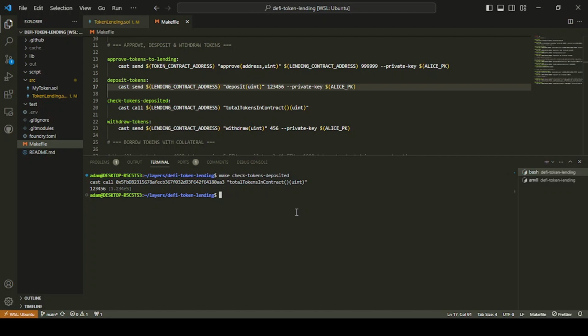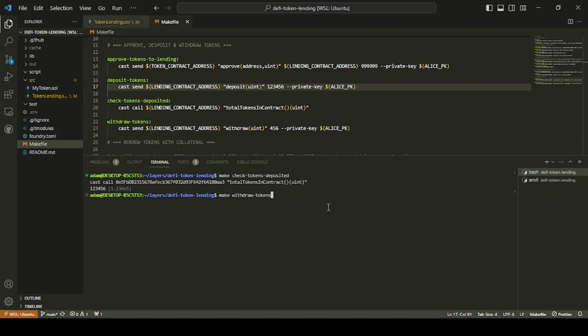So that was check tokens deposited. We're going to withdraw some tokens. So I'm going to do make withdraw tokens. And this was cast send to the lending contract, withdraw, and it accepts a uint, and we're taking out 4, 5, 6 tokens. Okay. So once we do this and we check it again, it should be 1, 2, 3, 0, 0, 0 when we next check again.